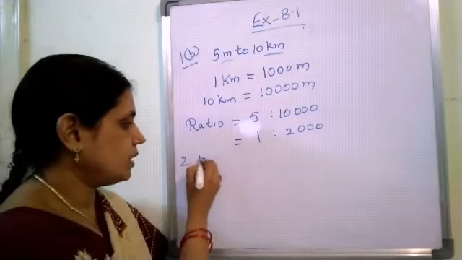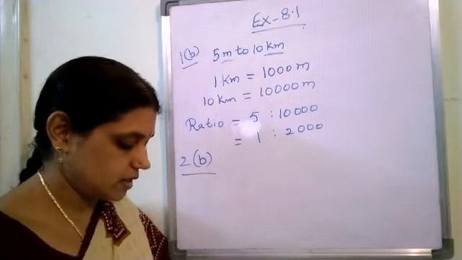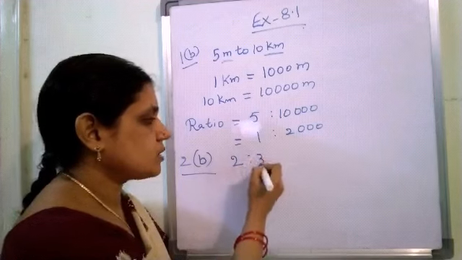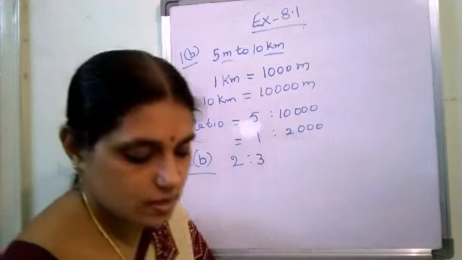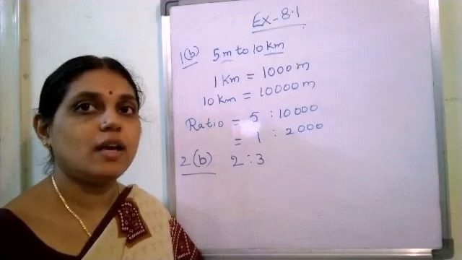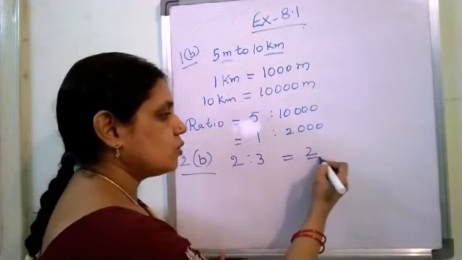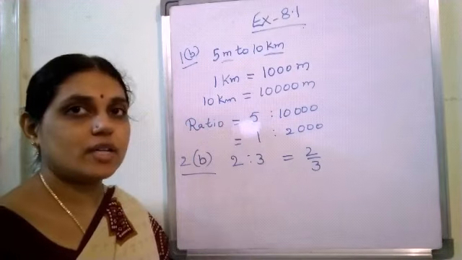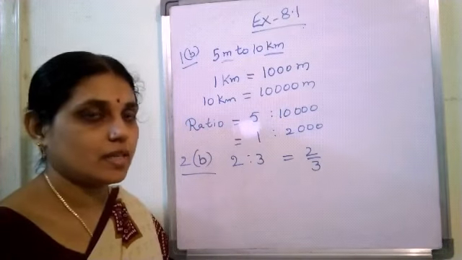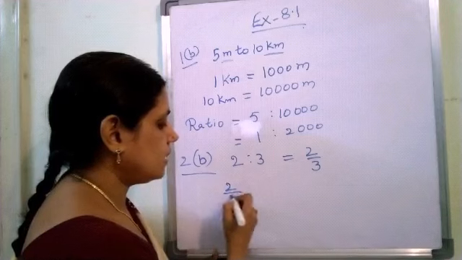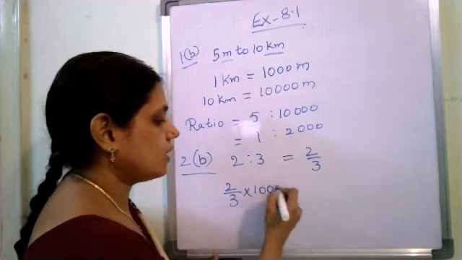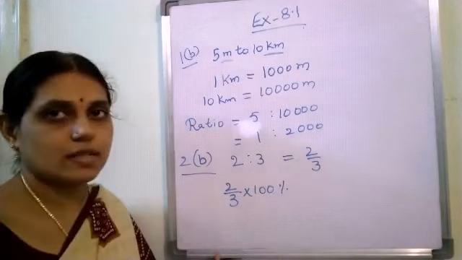So here also B I am giving. First one A is very easy. That is 2 is to 3. So already we discussed that a ratio can be written in fractional form also. So 2 is to 3 can be written as 2 by 3. And now how to convert fraction to percentage? So 2 by 3 should be multiplied with 100 and you have to write the percentage symbol.